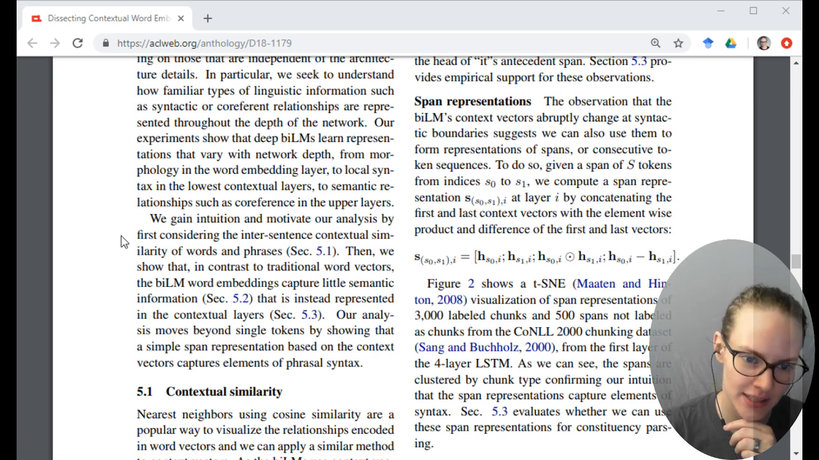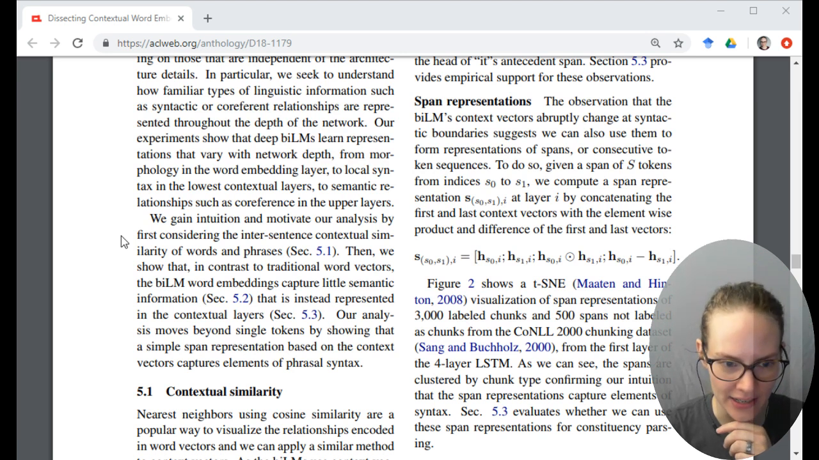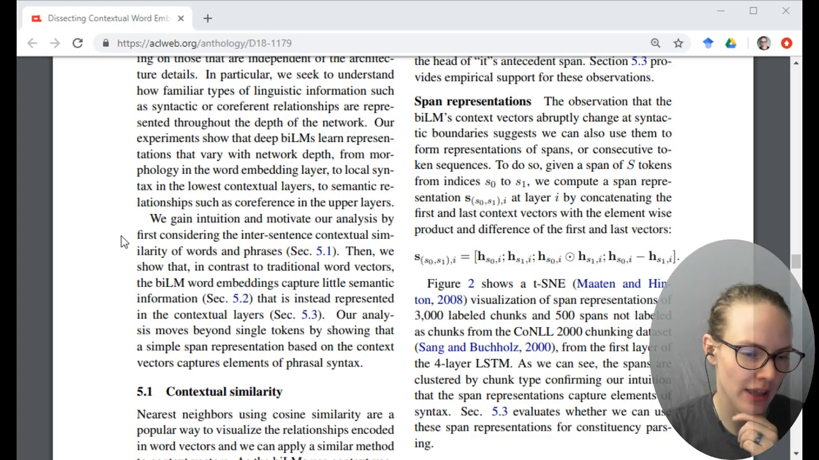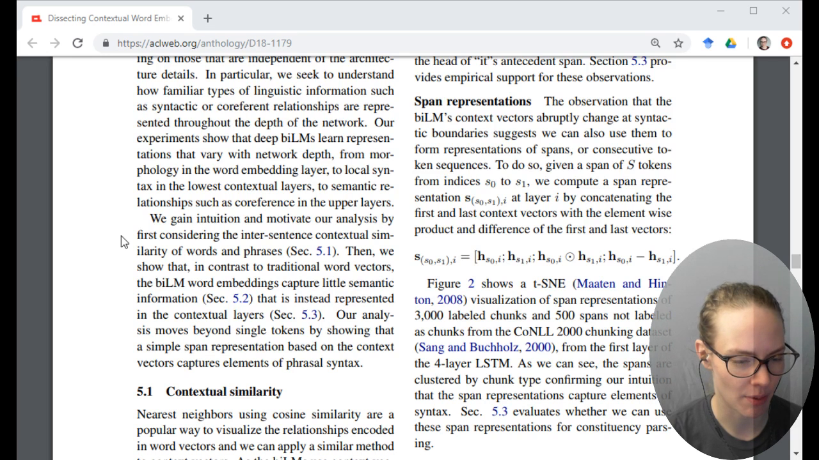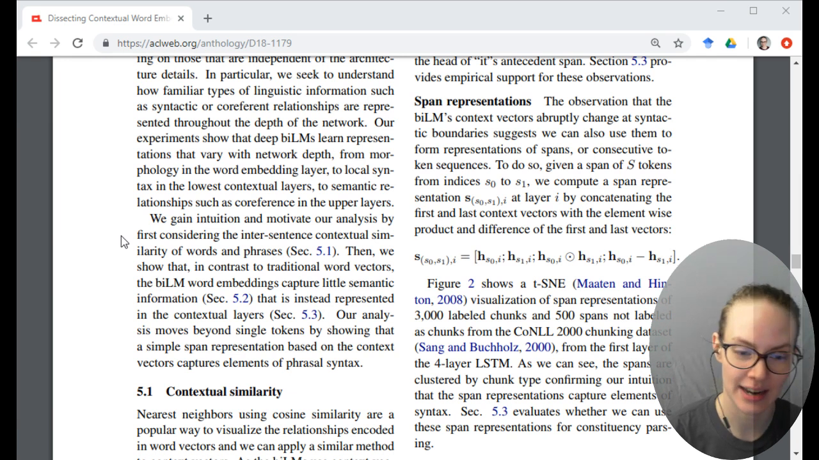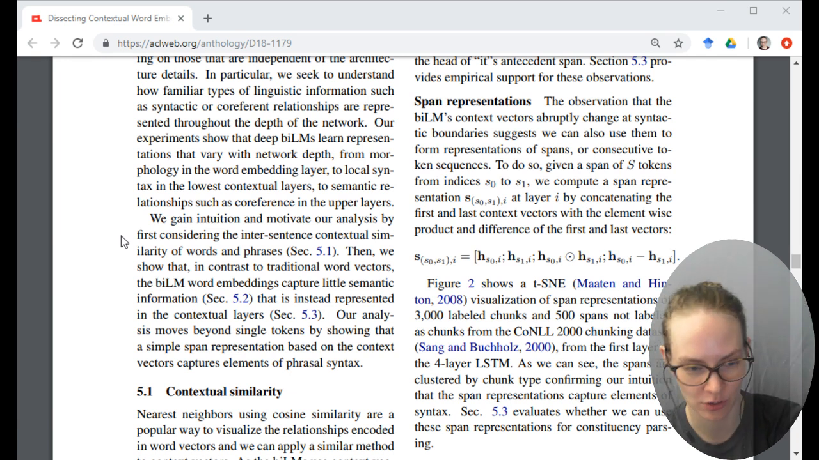and phrases. Then we show that, in contrast to traditional word vectors, the bidirectional language model BiLM word embeddings capture little semantic information that is instead represented in the contextual layers.